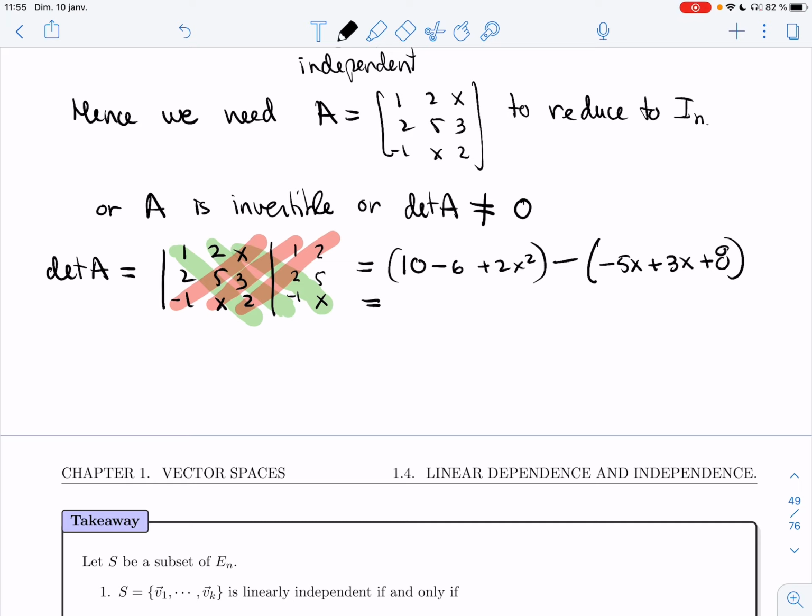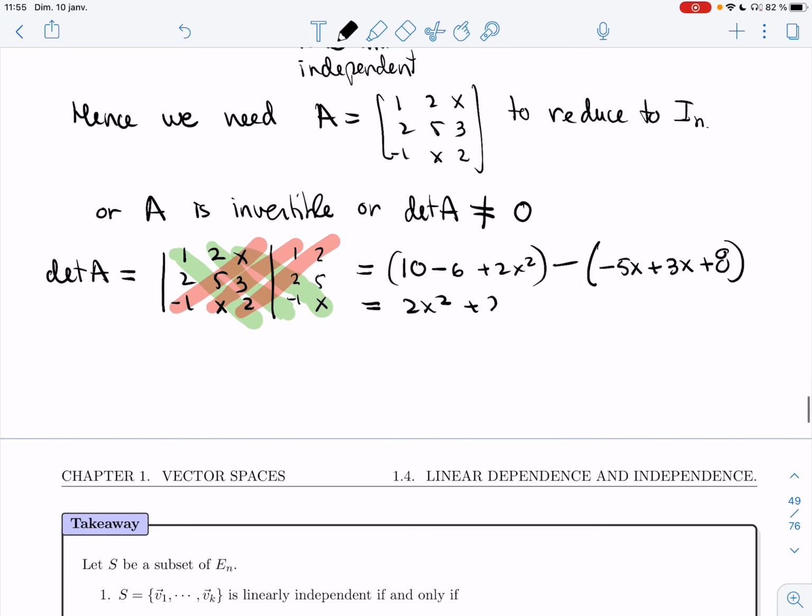And so if I look at this in x squared, I just have 2x squared. In x, I end up with 2x here, then 10 minus 6 is 4, and 4 minus 8 is minus 4. And so let me factor this: 2 times (x minus 1)(x plus 2). So I want this not to be 0. That way the matrix is invertible and I have a unique solution.